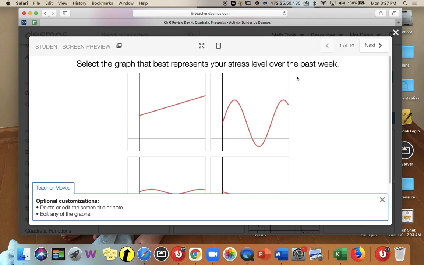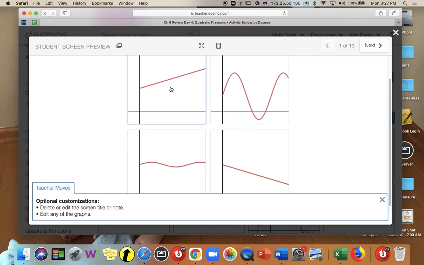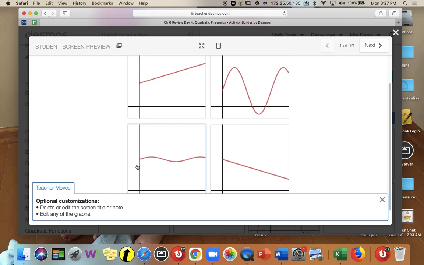Select the graph that best represents your stress level over the past week. I don't know, I always feel mine is like constantly a lot. I don't know if mine's any of these. Maybe this one right here, constantly a lot.